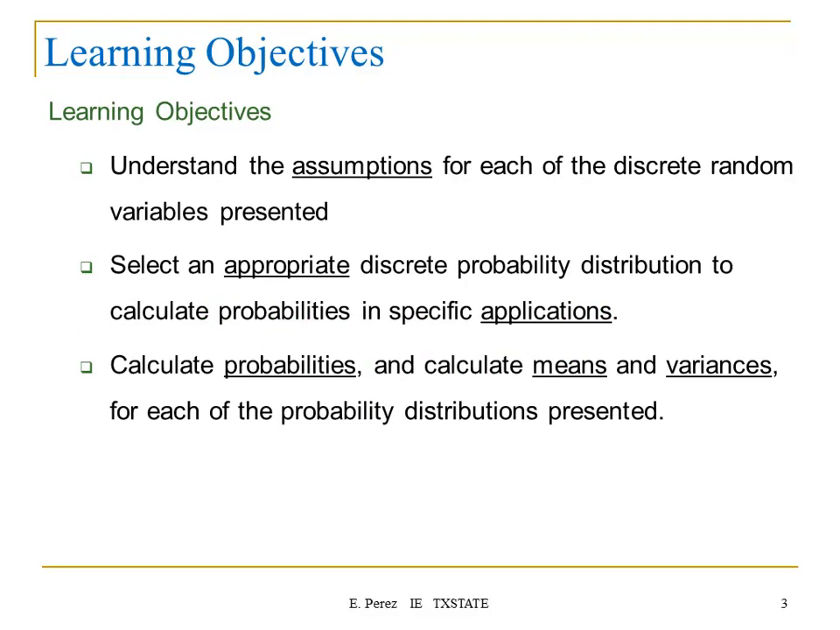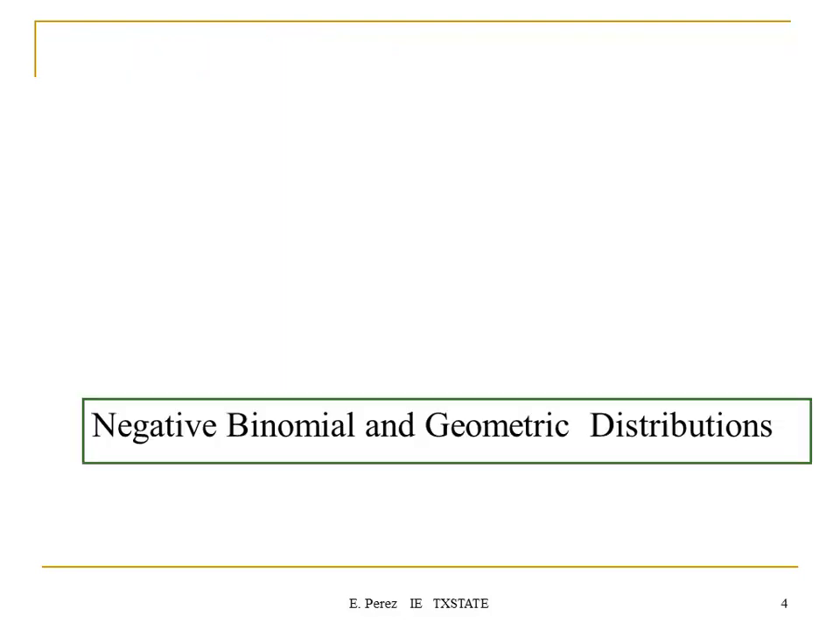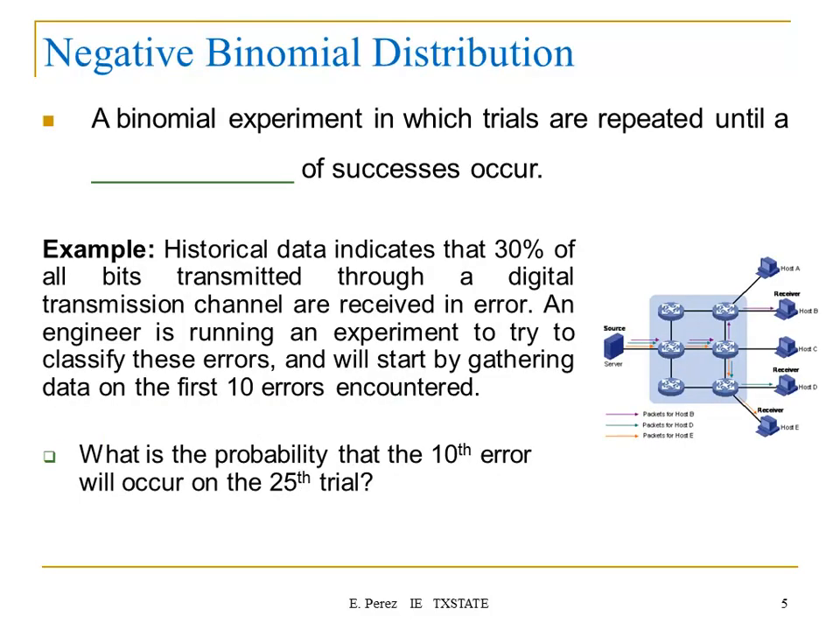These are the same learning objectives for this lecture. Let's go straight to the negative binomial. A binomial experiment in which trials are repeated until a fixed number of successes occur is a negative binomial distribution or a negative binomial random variable.